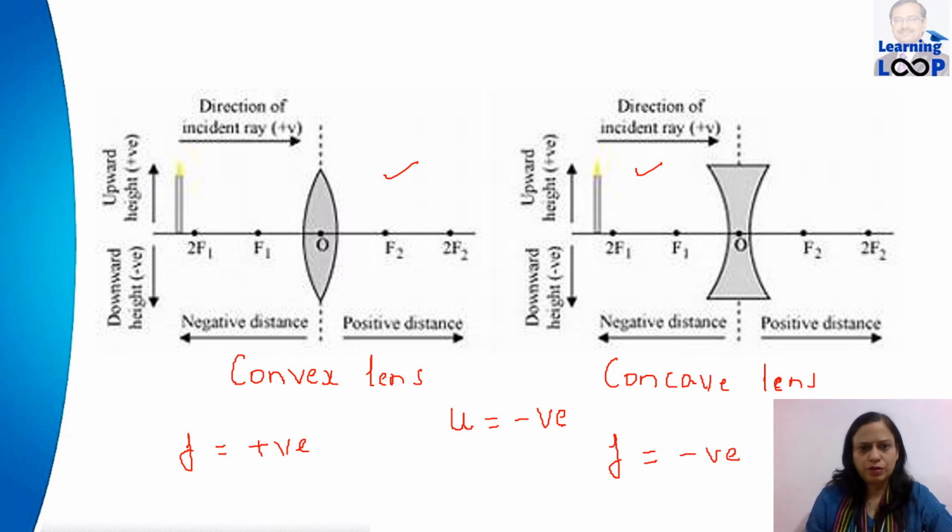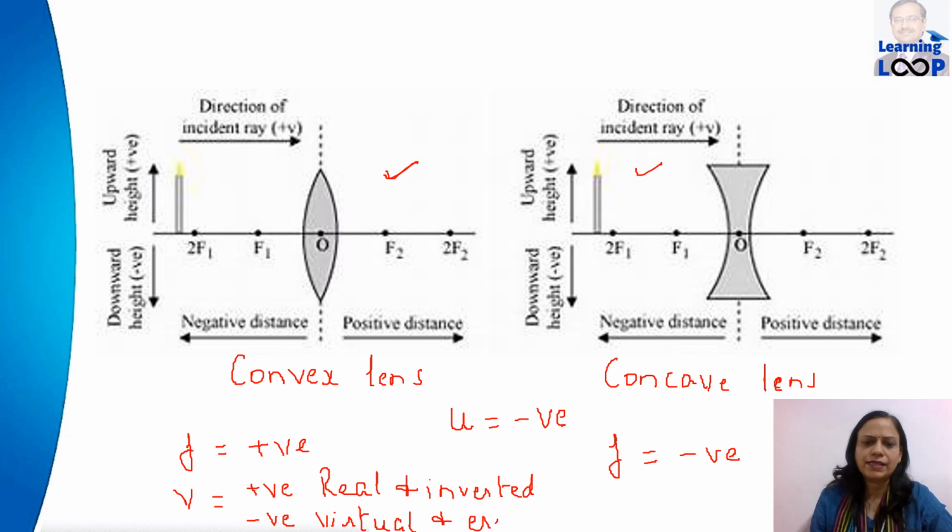Also for V, in case of a convex lens, we know that images of both kinds are formed. So if V is positive, what does it mean? And if V is negative, what does it mean? Positive means the image is formed here. It's going to be real and inverted. And negative means the image is going to be virtual and erect, because the image, if it's negative, is formed on the left hand side.